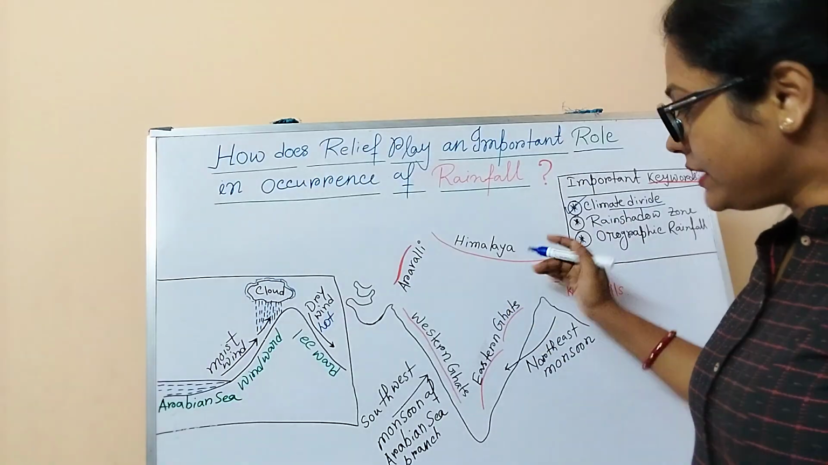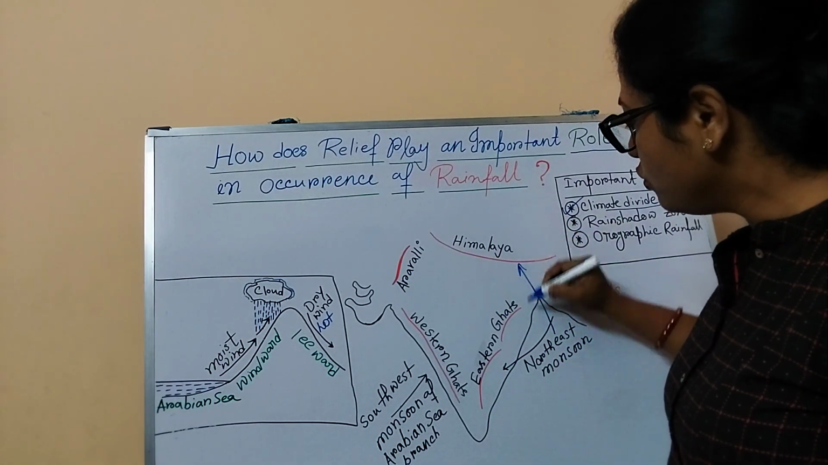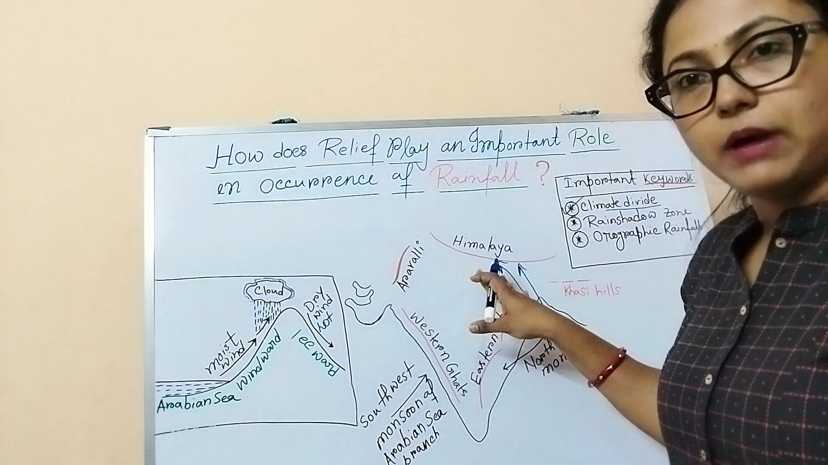And at the same time, from this side, when the southwest monsoon winds enter, they will be obstructed by the Himalaya.